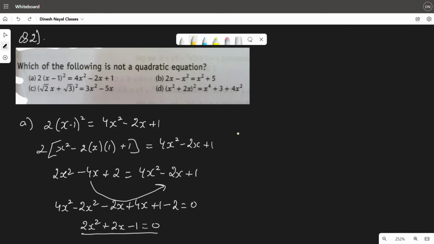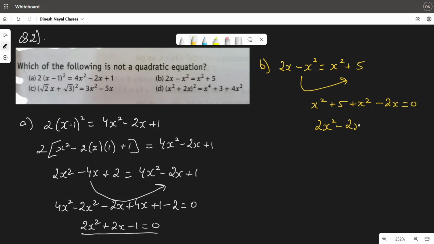Now going on to the B part. B part is 2x minus x square equals x square plus 5. Now see, taking all the terms towards the left hand side. So you write this like x square plus 5. Now this will be plus x square and then minus 2x equals 0. So x square that will be 2x square, then minus 2x plus 5 equals 0. Now this is again a quadratic equation, and we have to find which is not a quadratic equation. So this is also not our answer.